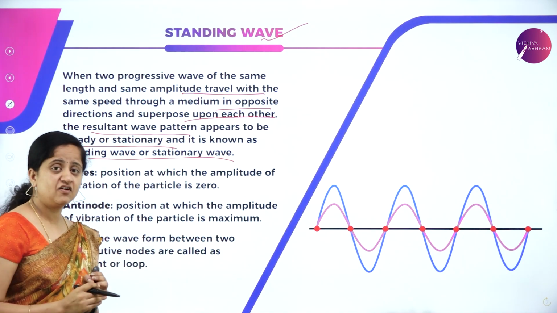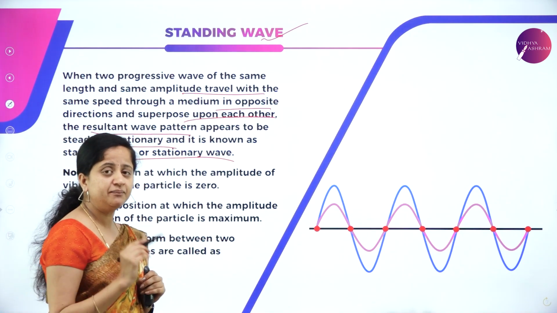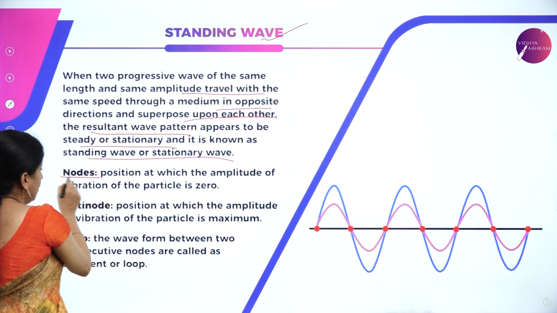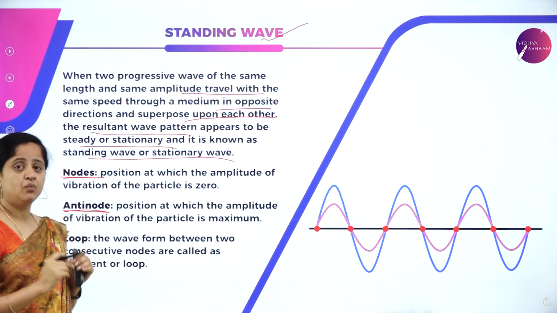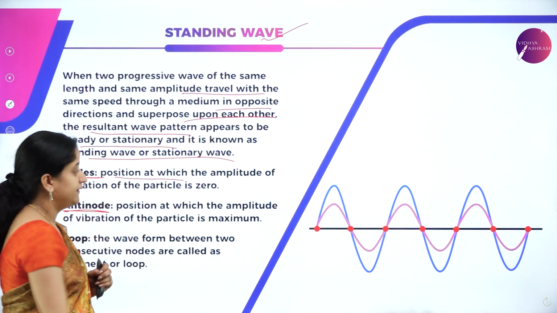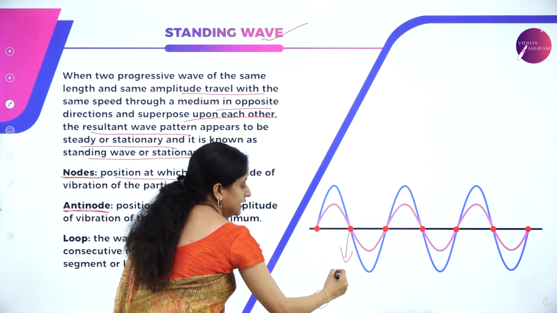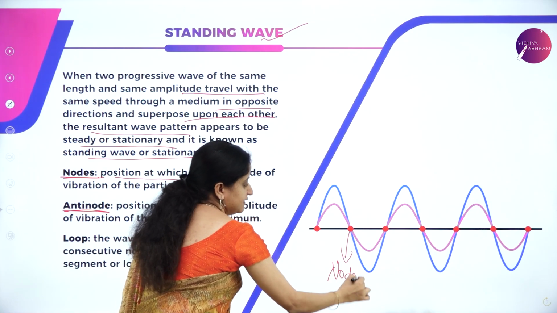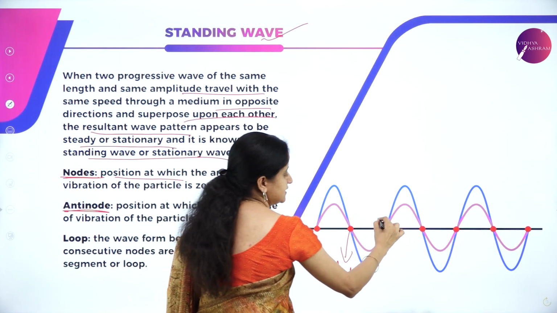In this concept, we need to understand two important terms called nodes and antinodes. What is the meaning of node? A node is the position at which the amplitude of a particle is minimum. Here in this picture, the red dots represent nodes.